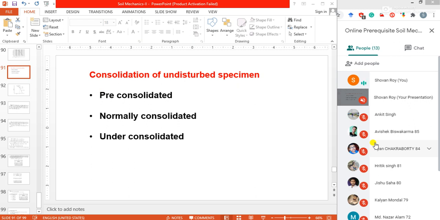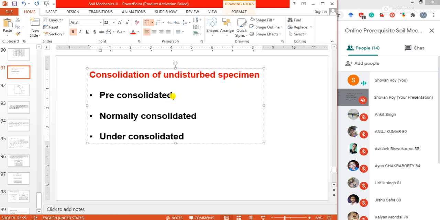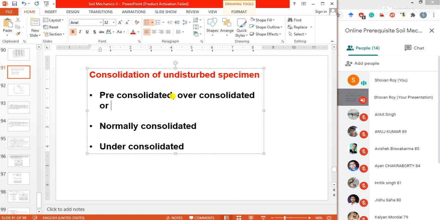Pre-consolidated or over-consolidated or pre-compression, same thing. Then normally consolidated, and third is under-consolidated.